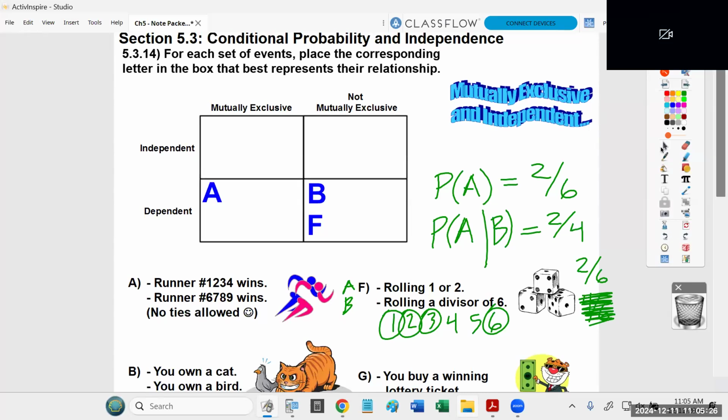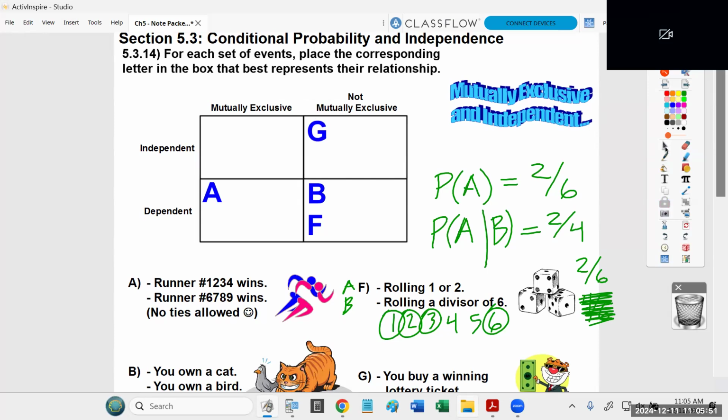But my ability to win has nothing to do with their ability to win. We both have the same chance of winning no matter what. I can pick whatever numbers I want. That has nothing to do with what your chances of winning are. Does that make sense? You can still pick a winning ticket. We both have the same chance. So these are independent combinations. They're not mutually exclusive, but they are independent.